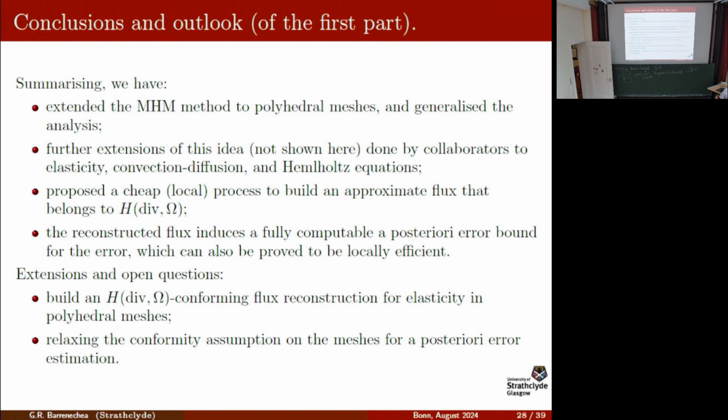Now, in that case, the symmetry of the tensor is going to be a nightmare. People in elasticity like to have H(div) conforming tensors, but they also like to have symmetric tensors. And that is something that we don't yet know how to do. So this is going to be fun. And this is just me being pedantic about this: I would love to be able to remove that assumption. So this is probably something where we will think about how to define a posteriori estimators that don't need this matching assumption on the interfaces.